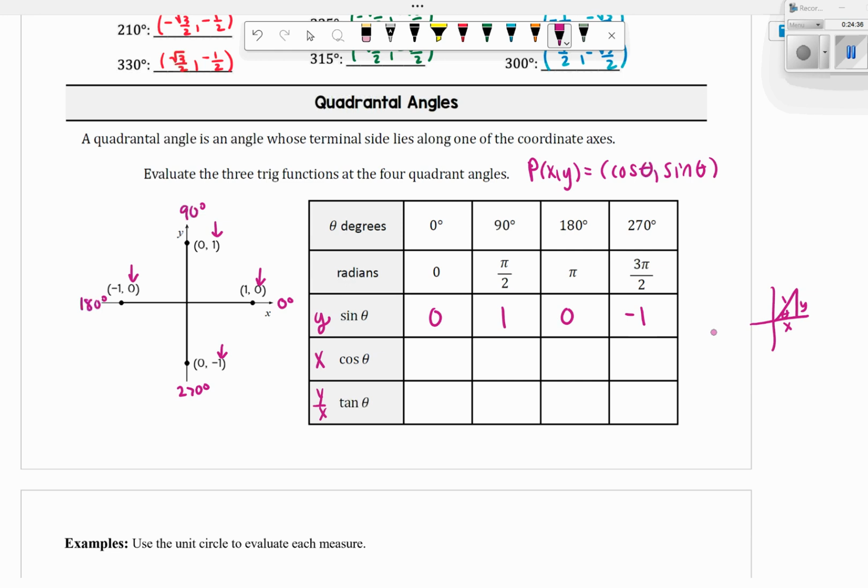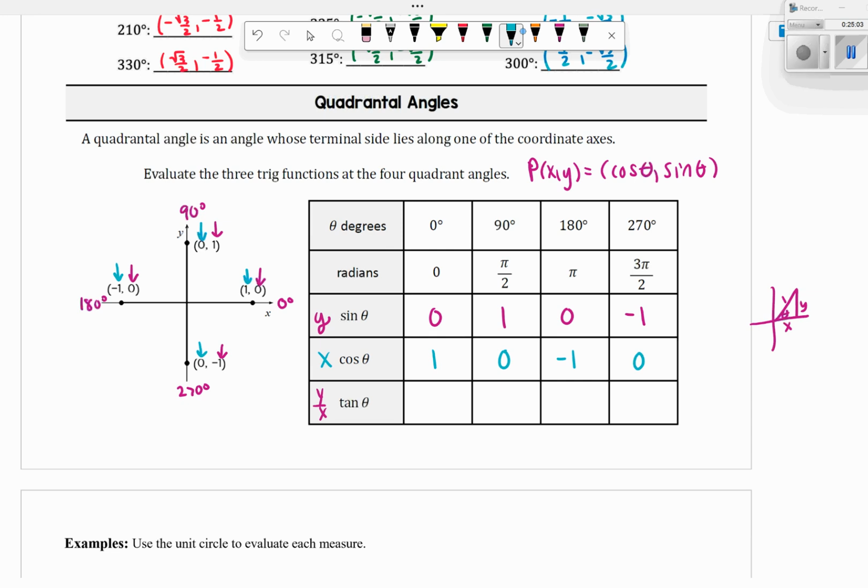So let's go ahead and do the cosine. I'll do it in a different color. So cosine is the x-coordinate. So cosine of 0 degrees or radians is 1. The cosine of 90 degrees or pi over 2 is 0. The cosine of 180 degrees or pi is negative 1, and the cosine of 270 is 0.